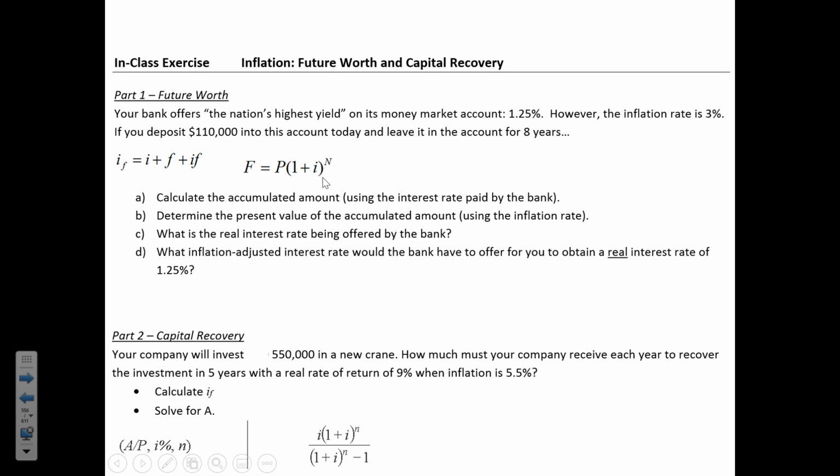There are two different rates described in this problem statement. The inflation rate, F, remember lowercase f is the inflation rate, is 3%, 0.03. But then the rate that is paid by the bank is 1.25%. And so that is I sub f. All right, let me pause for a second so you can read through these problems and begin your calculations.